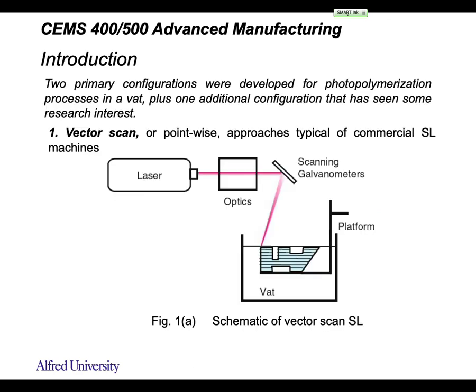So now we want to talk a little bit more in detail on photopolymerization. We had an overview introduction on those SLA or stereolithography processes. This is based on the photopolymerization process. Basically, you use light to stimulate the cross-linking of polymer monomers. This is also called vector scan SL, stereolithography. This is done by using scanning galvanometers to scan the laser, right? To write a pattern in the photopolymer vat.